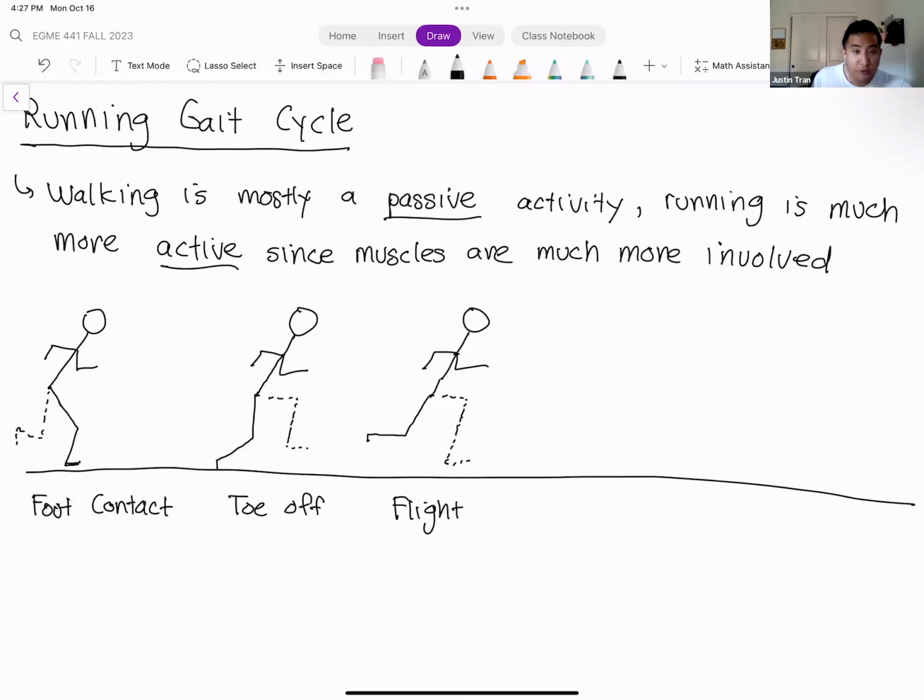Okay. And then after flight phase, your other foot touches the ground. At this point, your leg that's in the back, you're going to bring forward to take the next step. Just like we talked about in walking, in order to do that, your knee has to flex a lot to clear the ground as your hip swings it forward. Okay. And so the next phase is called peak knee flexion.